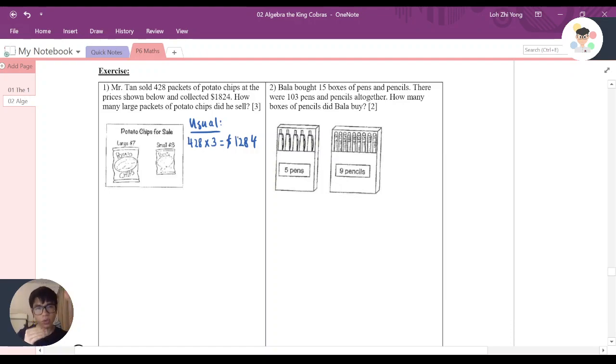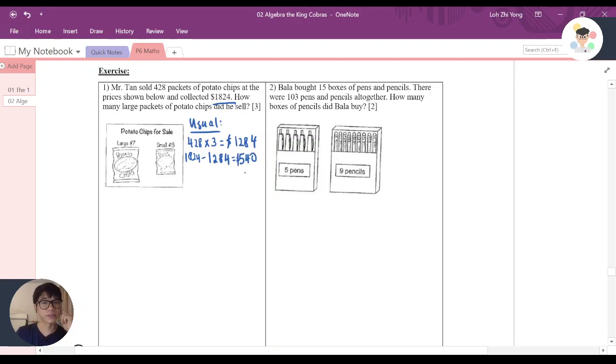Then we can compare. What was actually collected is 1824, but here it is 1284. Why? Because I assumed all to be small, that's why there's a difference. So let's find out the difference: 1824 minus 1284. I know that the difference is $540.